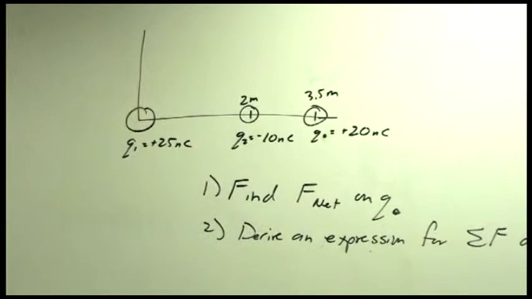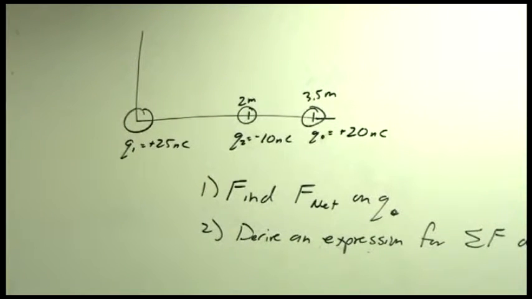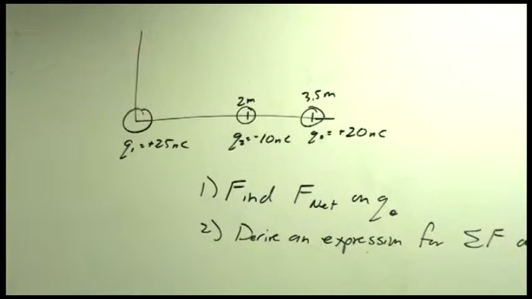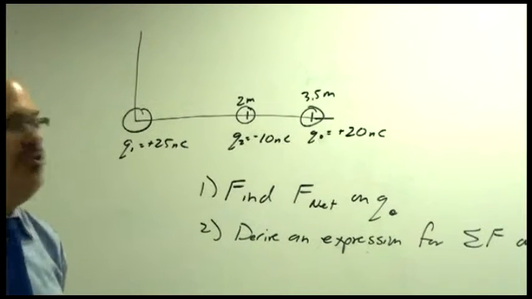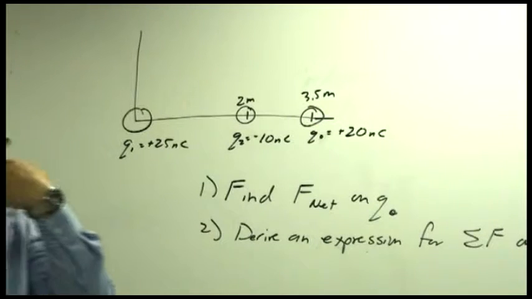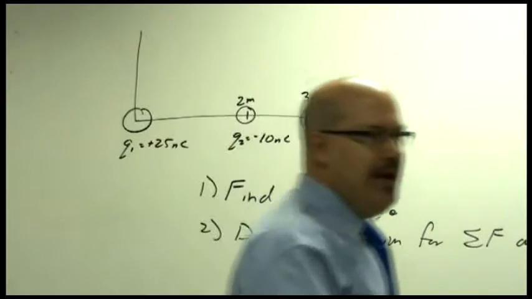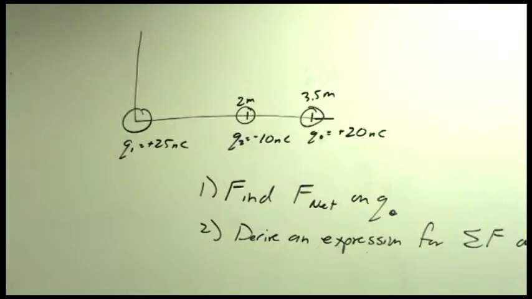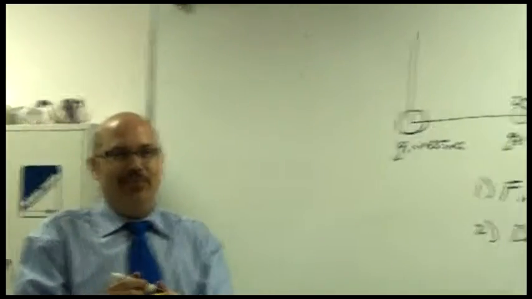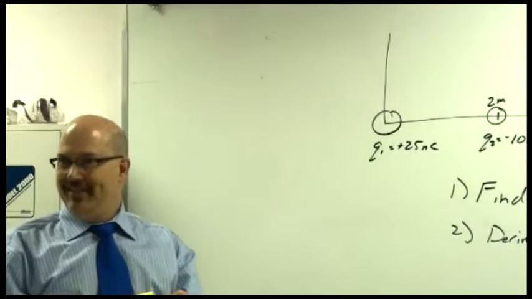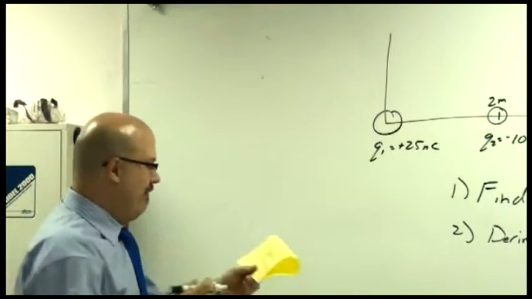Last year it seemed stupid for us to write down 1 over 4 pi epsilon naught because it was always 1 over 4 pi epsilon naught, which is always the same as k, right? But we won't always have that. Sometimes we'll have 1 over 2 pi epsilon naught, or sometimes we'll just have epsilon naught. It depends on the geometry of the problem. I don't know why it is, but these types of problems always seem to take forever.